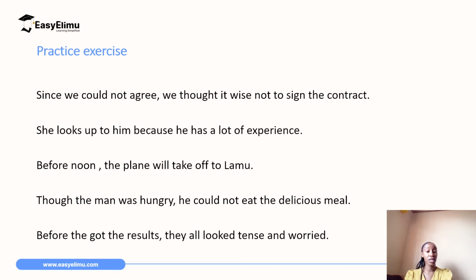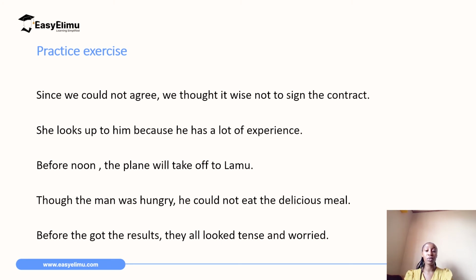Before noon, the plane will take off to Lamu. The first thing is to identify the subordinating conjunction, which is before. And like the first sentence, this sentence has started with the subordinate clause. So the subordinate clause is before noon, and the independent clause is the plane will take off to Lamu.